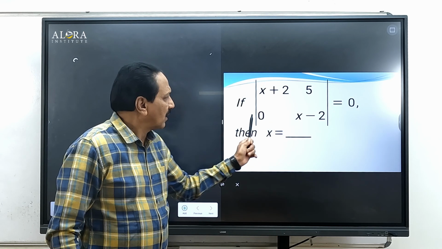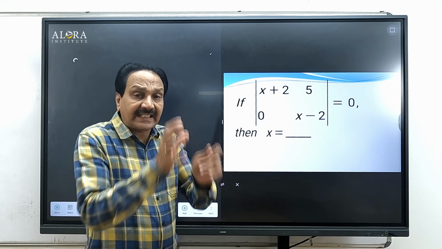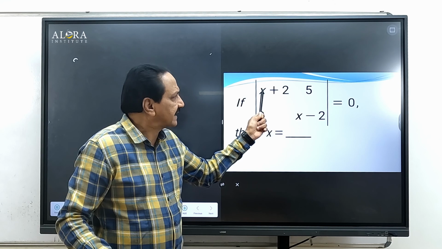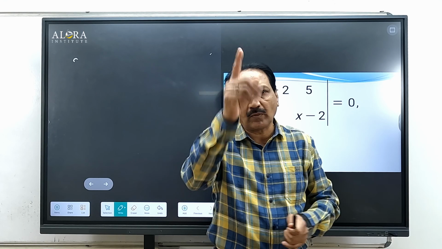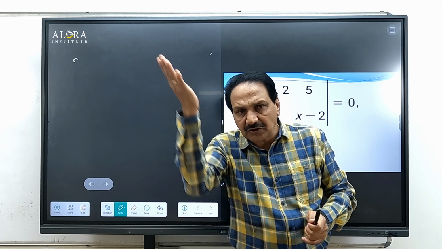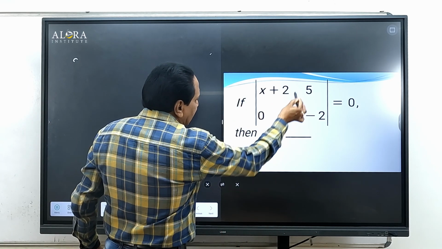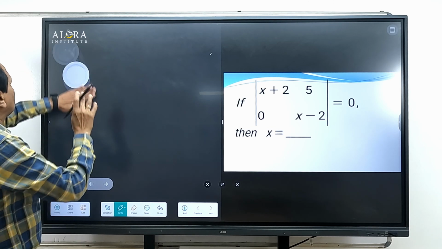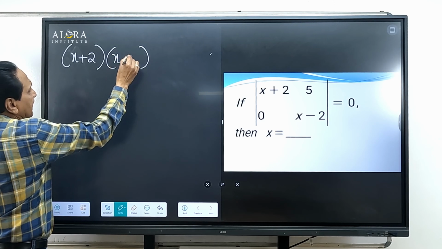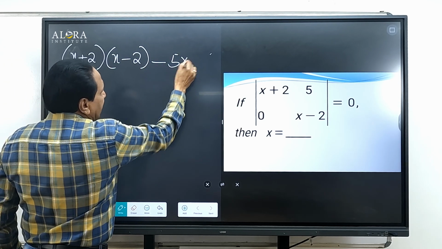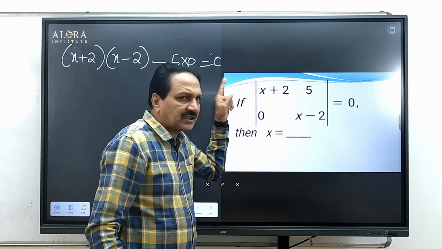Now, look at this example. LHS, x is present not in only one place, in two different places. But x is not independent, it's in combination with 2. It's a binomial term, this is also a binomial term. So now, whatever may be the given expression, the formula remains same. What is that formula? First element into its diagonally opposite minus second element into its diagonally opposite. That means what? Go for the solution on the LHS here. X plus 2 into x minus 2. Look at this. You can go for writing the term x plus 2, first element into its diagonally opposite, that is x minus 2, minus 5 into 0, that's equal to 0. First element into its diagonally opposite minus second into its diagonally opposite.